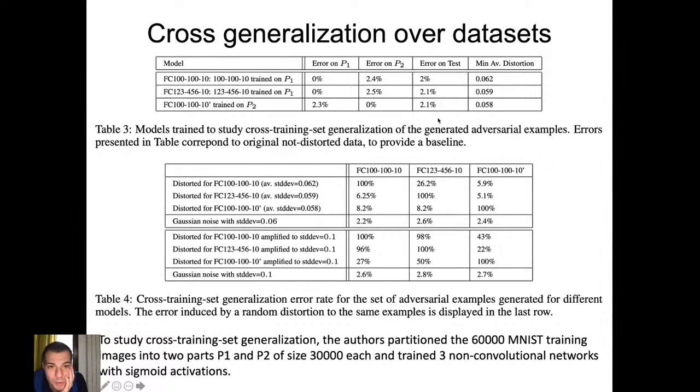some results to show that there is also generalization over datasets. So what they did here was an experiment on the MNIST database, and they divided the training part of the database into two equally sized subsets, each having 30,000 examples. They used 3 models here. 2 of them were trained on this first part, and the third model is trained on the second part.